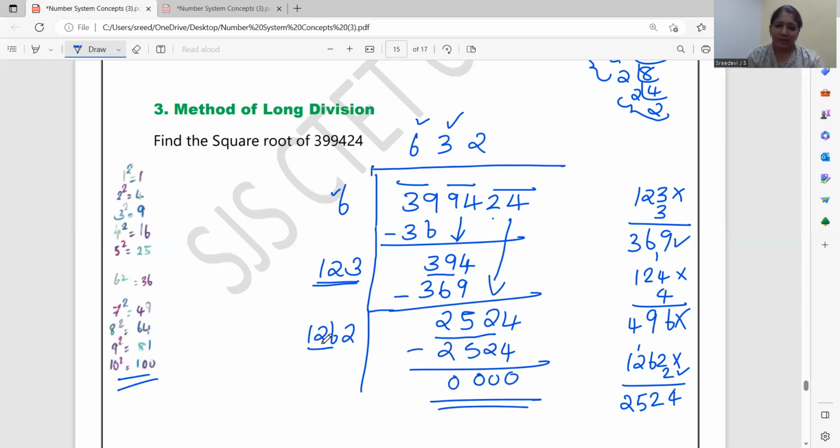So from here we understand that the square root of 399424 is equal to 632. This is the method of long division, just pairing and addition of the quotient with the divisor. All these things are very, very important. Please revise, watch and practice.